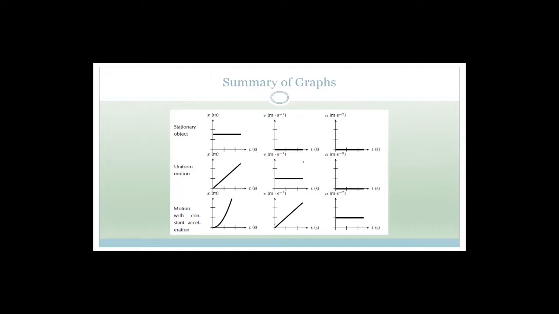So please remember that the gradient of this gives you that, and the area under this gives you this. The area under this gives you this.